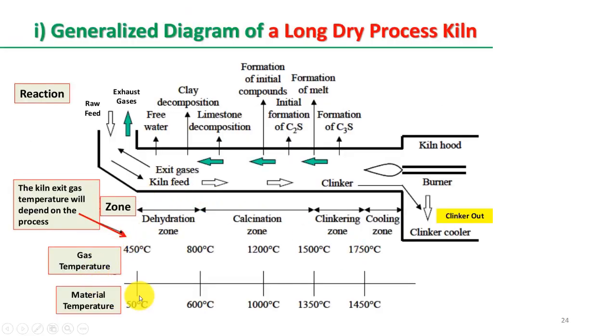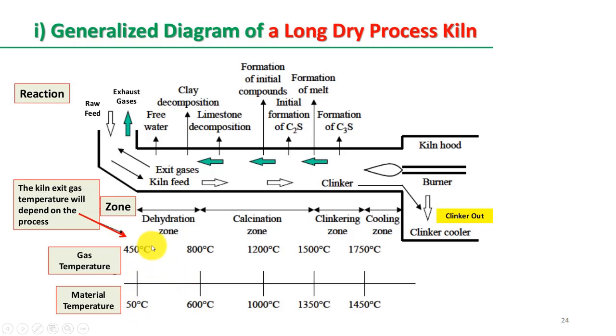So these are the temperatures. This is the temperature zone for the rotary kiln. At the beginning, you have a 400 degrees Celsius gas temperature. Gas temperature means the gas is subjected. I mean, air temperature is 450 degrees Celsius. On the other hand, your material is just at 50 degrees Celsius.